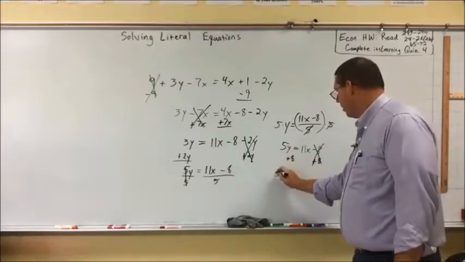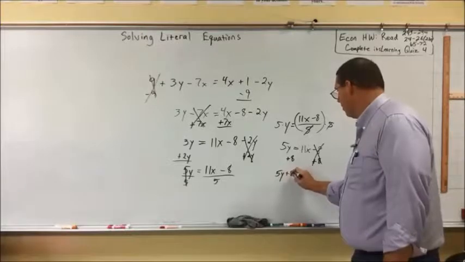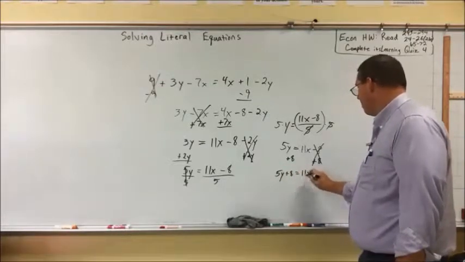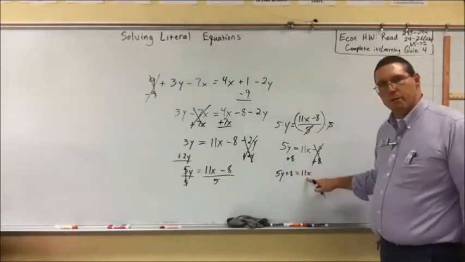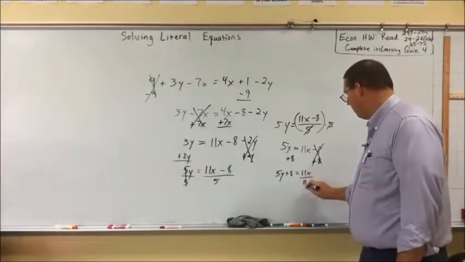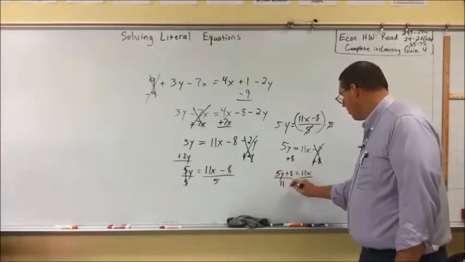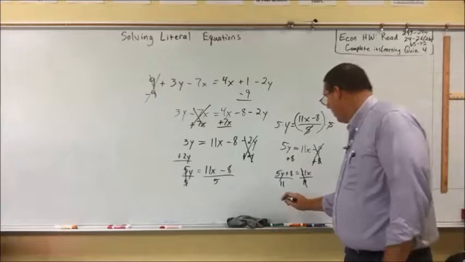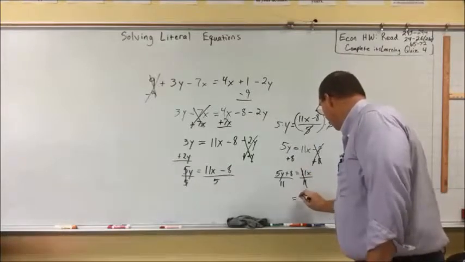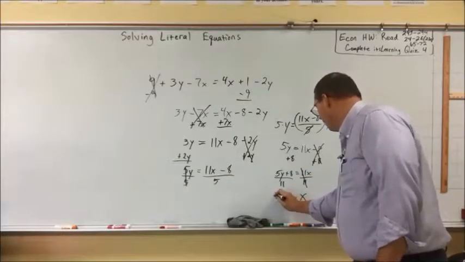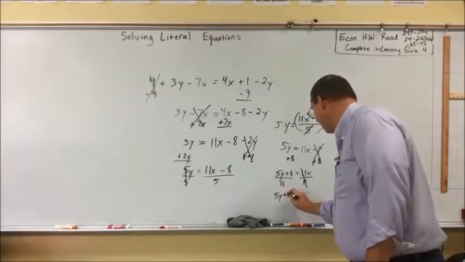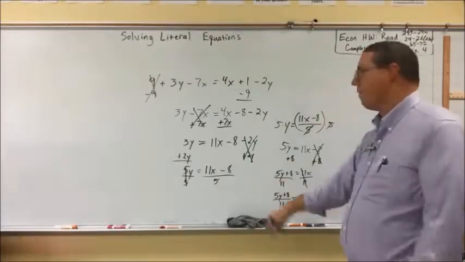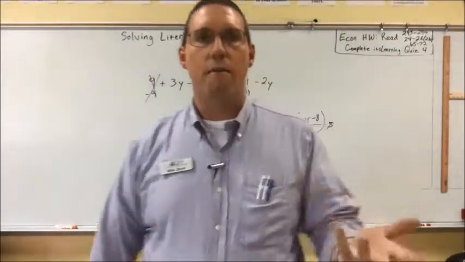On this side, it'll become 5y plus 8 equals 11x. And now I'll do a multiplicative inverse here. I'll divide by 11 and divide by 11 on this side. And now I have x is equal to 5y plus 8 over 11. And now I have solved for x in terms of y.